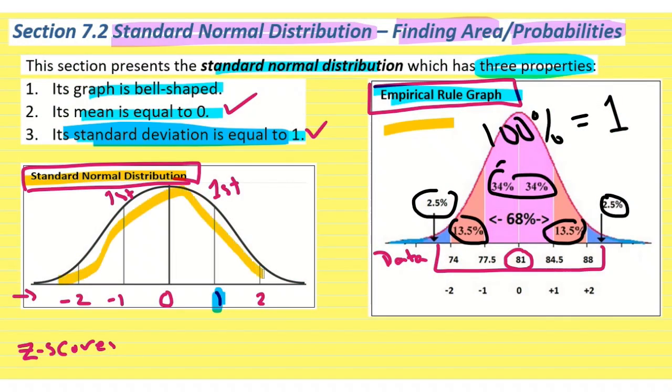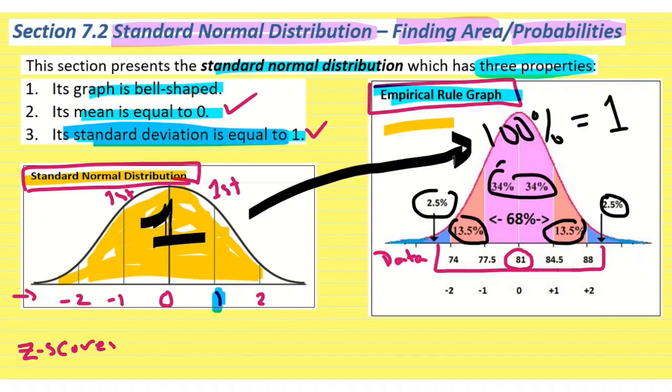But all of this area underneath the curve for the standard normal distribution is going to be equal to 1. So there's a relationship there. There's a 1 here, and it's related to the 100% that's in the empirical rule graph. And of course, down here, you see that they've made these correlations with these numbers on this empirical rule graph as well.